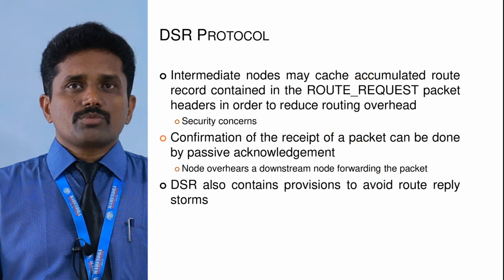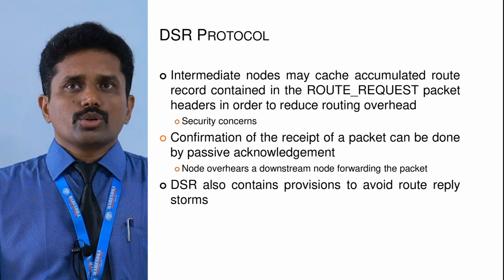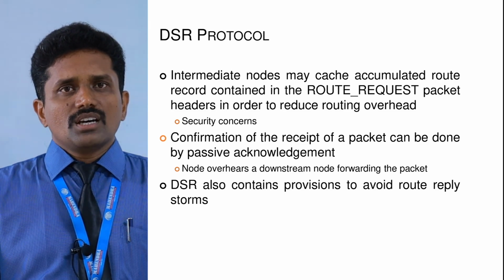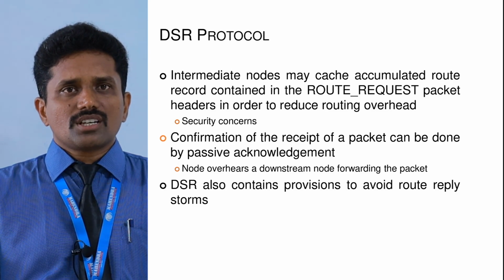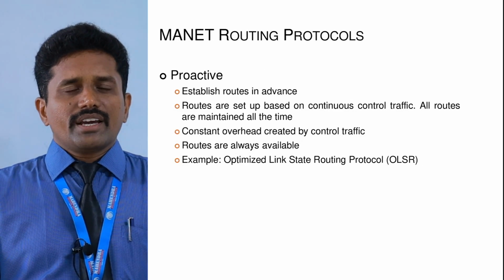The intermediate nodes may cache the accumulated route record contained in the route request packet headers in order to reduce the routing overhead. On the security side, confirmation of receipt of a packet can be done by passive acknowledgement, where a node overhears a downstream node forwarding the packet. DSR also contains provisions to avoid route reply storms. So what we have seen is a reactive protocol.